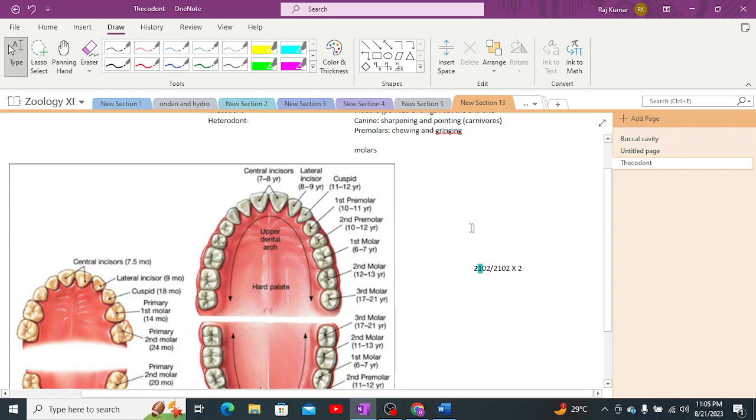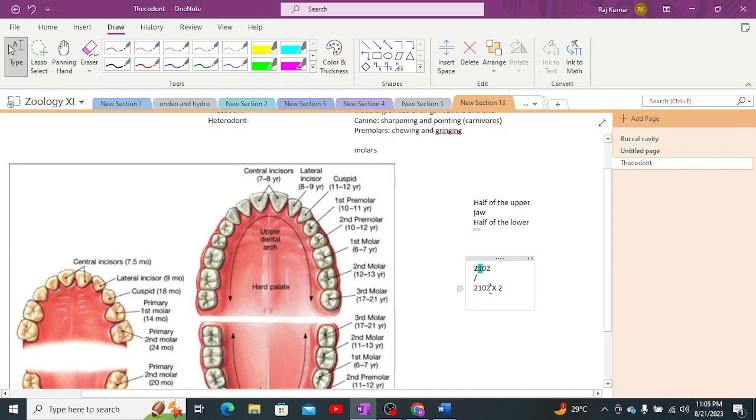So first of all, what does this equation represent? It's not a mathematical equation, it's a dental formula. So here, the upper part in the numerator represents half of the upper jaw, whereas the part in the denominator represents half of the lower jaw. That means this is the number of teeth in half of the upper jaw, and these are the number of teeth in half of the lower jaw, in a systematic manner: incisors, canines, premolars, and molars.